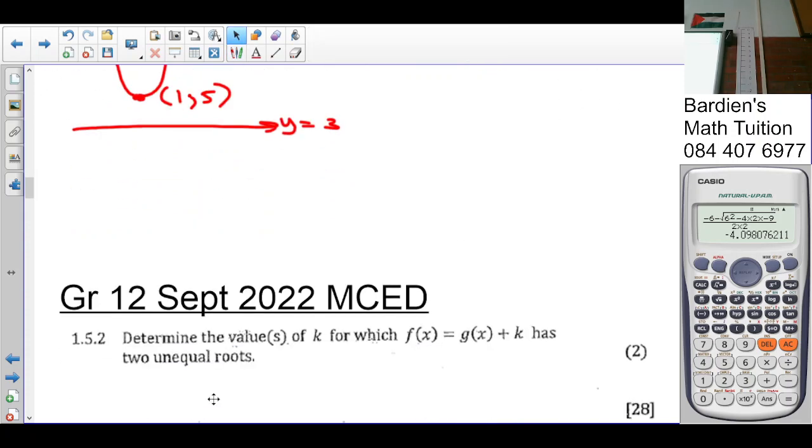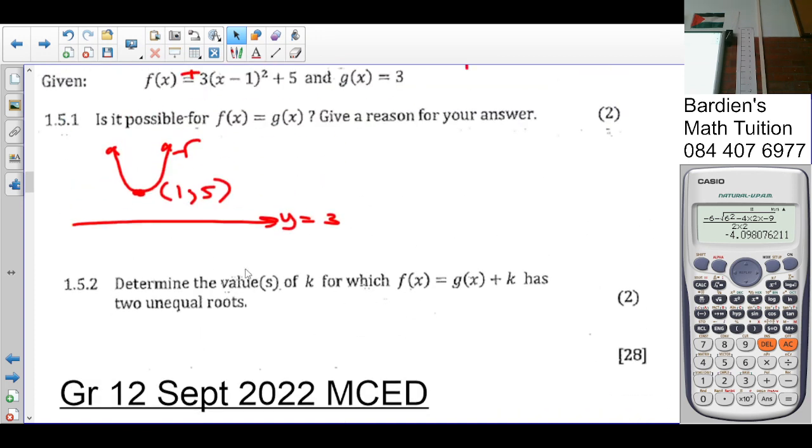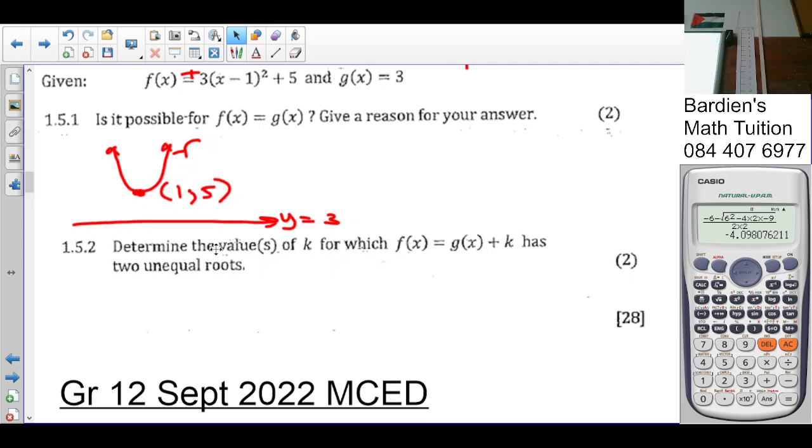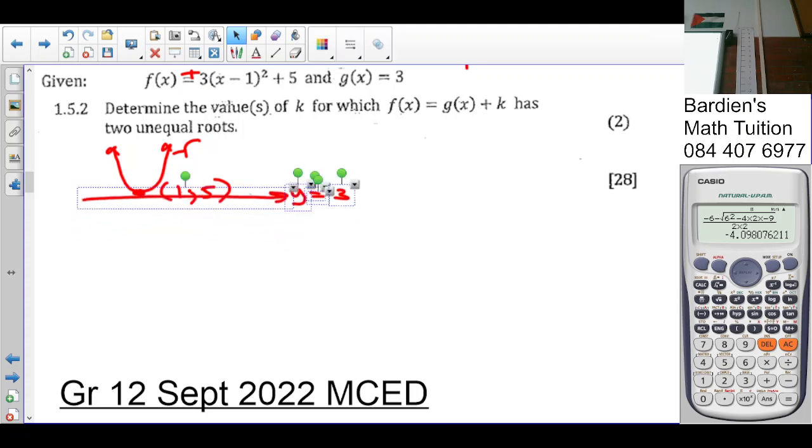Then it says, determine the value of k. Determine the values of k for which g of x is equal to f of x plus k has two equal roots. So what does that mean? For this to have two equal roots, this line here has to go through that axis there. Can you see that?